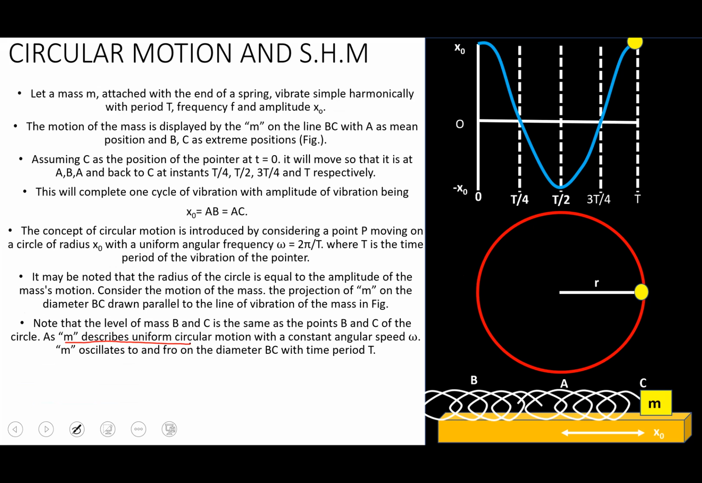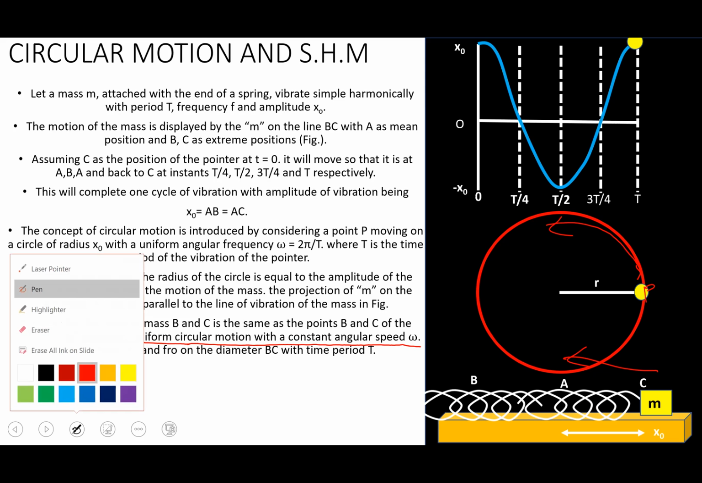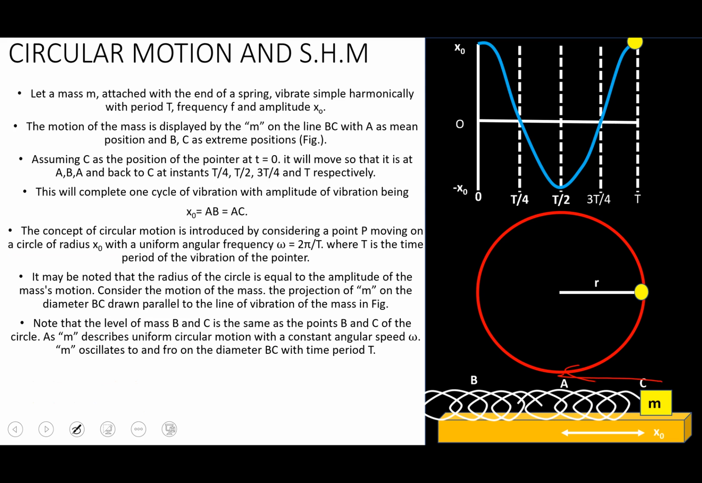As M describes the uniform circular motion with the constant angular speed omega, that means as this point P was moving with the angular velocity omega, in a similar way, this mass was moving with the same velocity but in a linear way. We are comparing a linear velocity with the angular velocity over here. M oscillates to and fro on the diameter BC with the time period T. That means the angular velocity omega is quite similar to the linear velocity of this mass attached to a spring system.